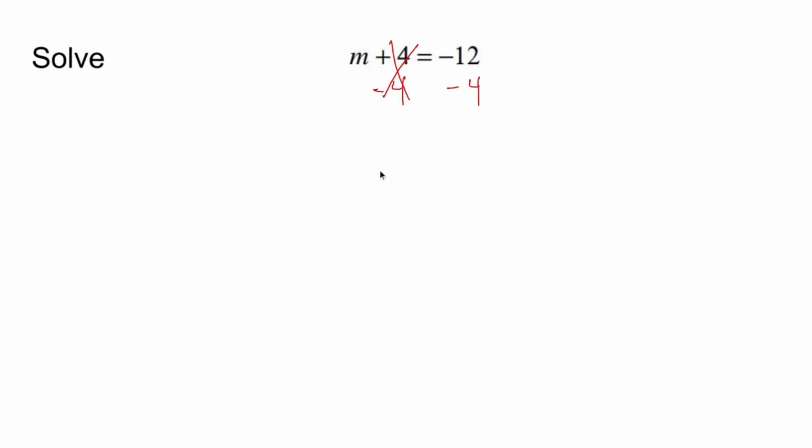On the left side, the m drops down, the equal sign drops down, and then you do negative 12 minus 4, which is negative 16. Now that m is all by itself, also known as isolated on the left, you're good. You got your answer. You're done. And m equals negative 16. And that's my answer.